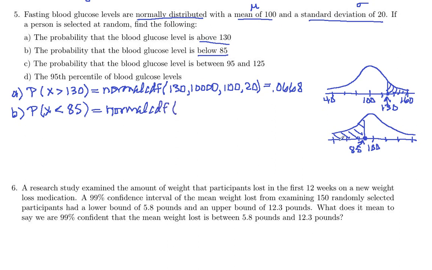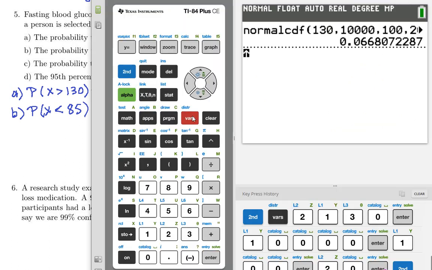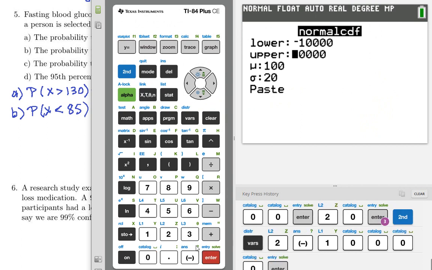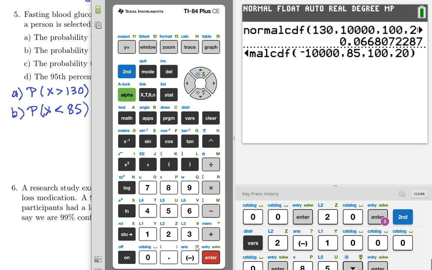Our lower cutoff, this goes down to minus infinity. We'll use negative 10,000. Our upper cutoff, 85, is the right side of the shaded area. Mean and standard deviations stay the same. So let's enter that in. Second variables, number 2, our lower is negative 10,000, and our upper is 85. And then the mean and standard deviation are all set from the last part of the problem.